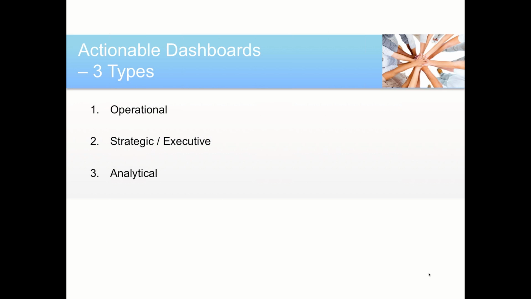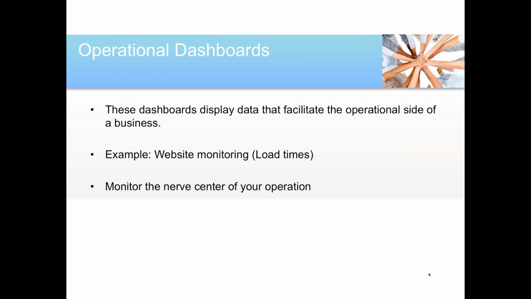So there's 3 types of actionable dashboards. There's operational, strategic, executive, and analytical. So we're going to talk about the first one, which is operational dashboards. These dashboards display data that facilitate the operational side of a business. So website monitoring, like Google Analytics, can show you load times and speeds for each page. It can show you who's been on the page, how long they've been on the page, what's the bounce rate, et cetera, et cetera. And you can monitor the nerve center of your operation through operational dashboards.